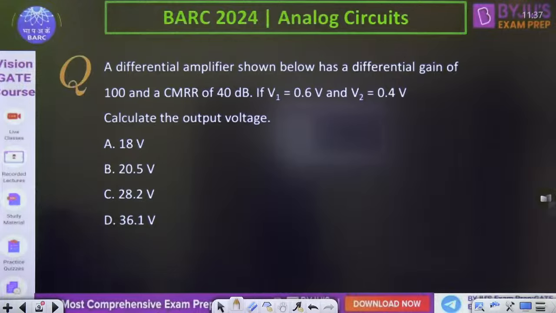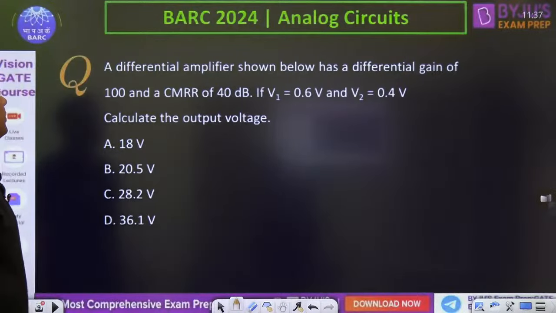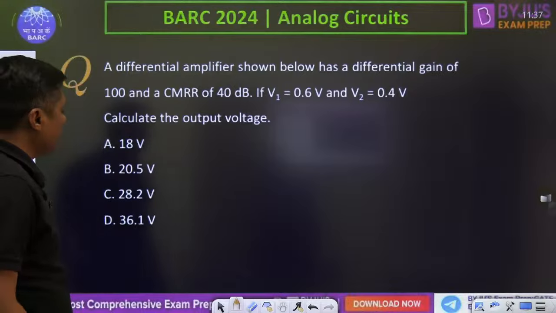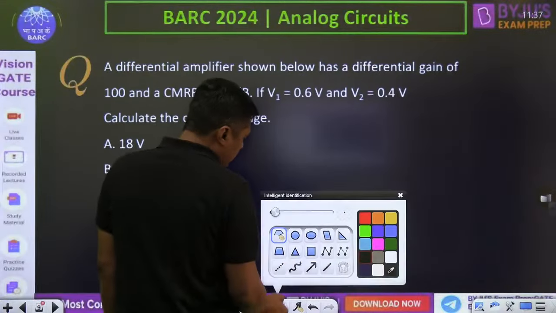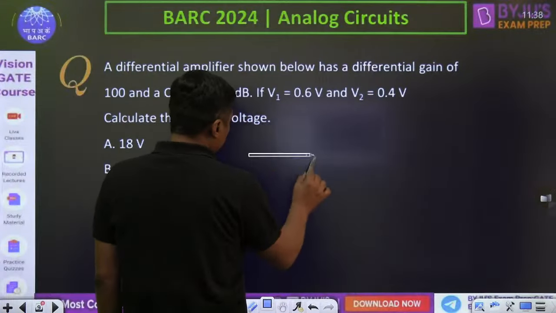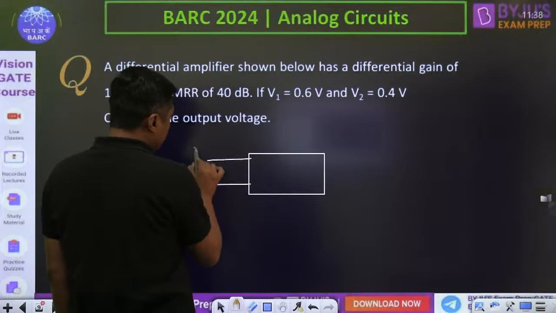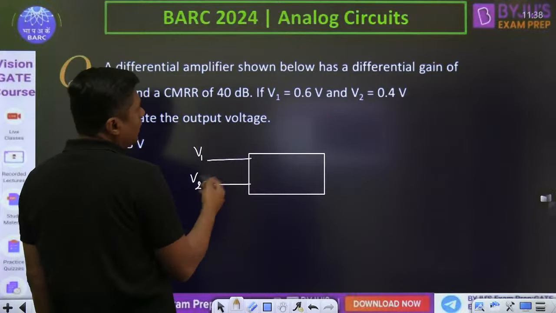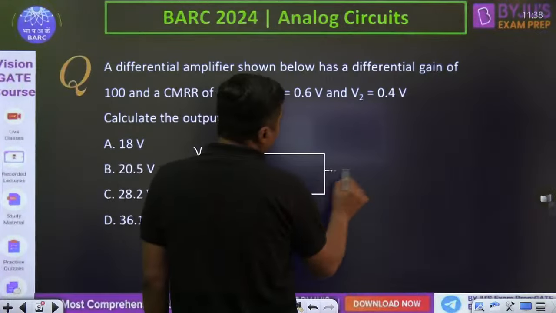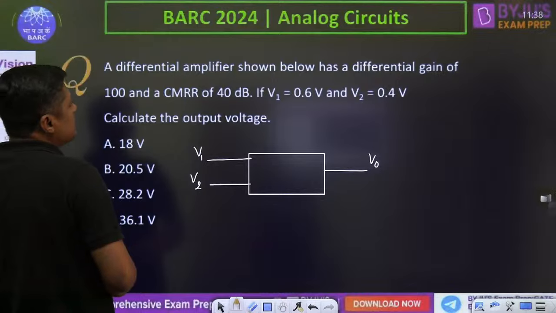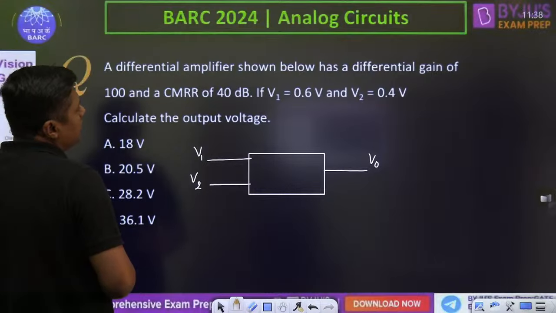Now, a differential amplifier shown below has a differential gain of 100 and a CMRR of 40 dB. If V1 is 0.6 volt and V2 is 0.4 volt, calculate the output voltage. कोई भी differential amplifier है, okay? अब आप देखिए जरा. There are two voltages V1 and V2, non-inverting and inverting voltage. It is given, and that is the output. Differential gain of 100 and CMRR of 40 dB.